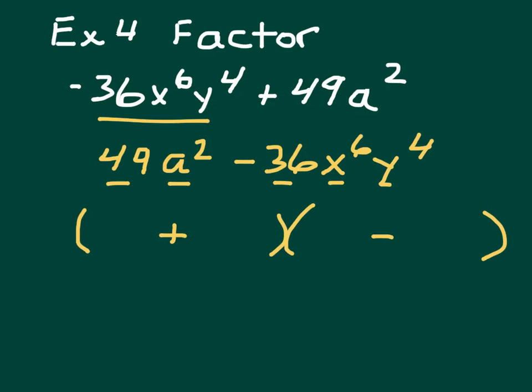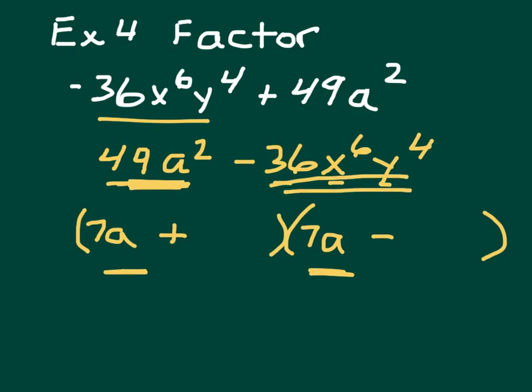So what would I have for the first term in each of these? Well, what times itself is 49? 7. What times itself is a squared? A. So that's what I have in the first term of each. Now the thing that's a little different is the second term. What times itself is 36? 6. What times itself is x to the 6? X cubed, because x cubed times x cubed is x to the 6. You add the exponents. And finally, what times itself is y to the 4th?